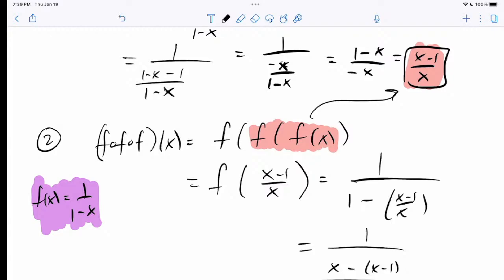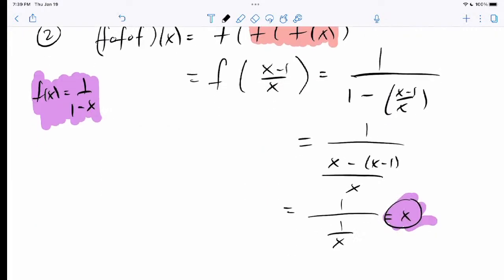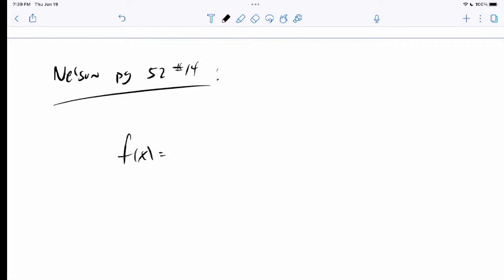Sure thing, we'll have Nelson 52. Number 14. Okay, so page 52, number 14 here. Oh, yes. Someone had asked this today.